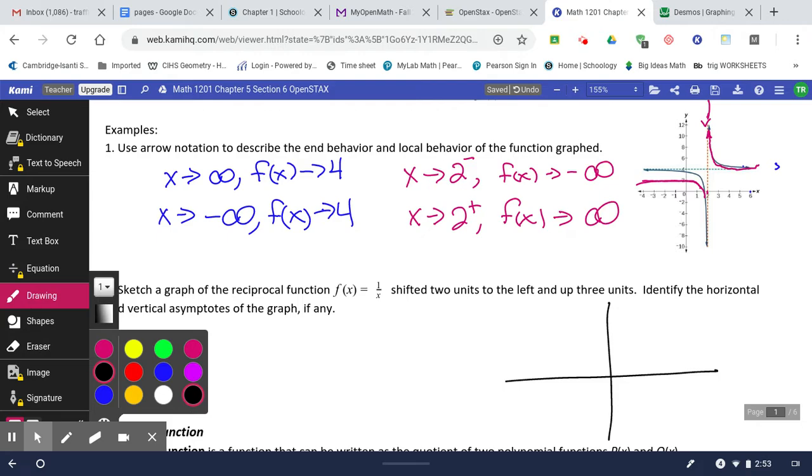We want it shifted 2 units to the left. So normally in the graph we started at, our asymptote would be at zero. So we're going to shift it 2 units to the left. I'm going to make them yellow just so they're highlighted. So that's going to be one of my asymptotes. And then we want to shift it up 3 units. So that graph is going to look like this.